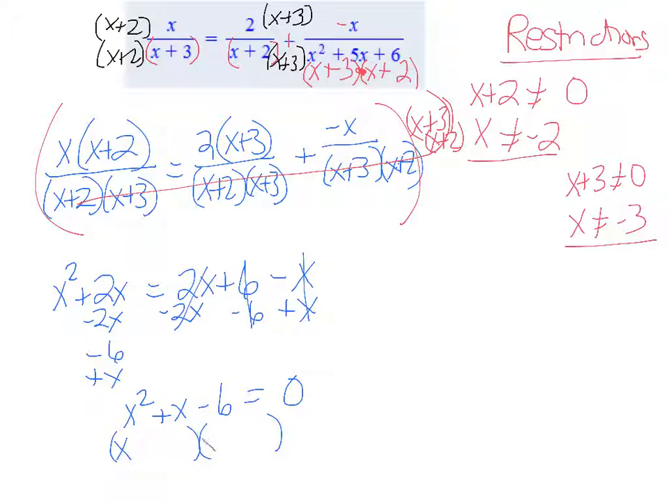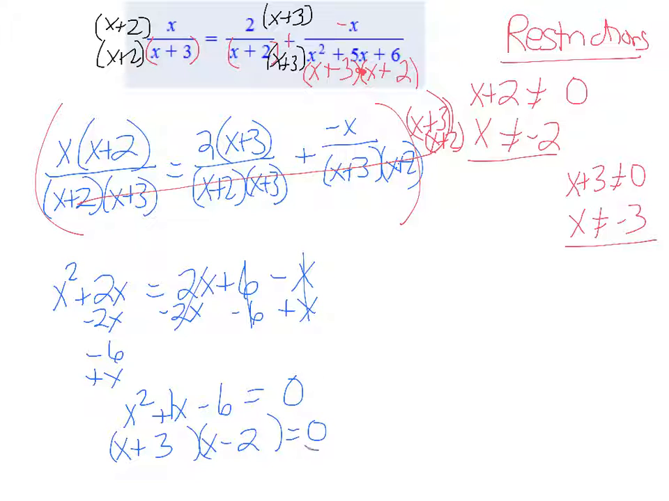So x and x, factors of 6, but this time my signs are going to have to be different so that I get a negative 6. So I'm going to have one of them a plus and one of them a minus. And I want to end up with a 1x for a middle term, so I'm going to get a plus 3 and a minus 2.